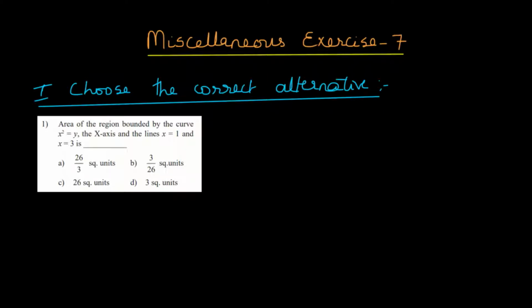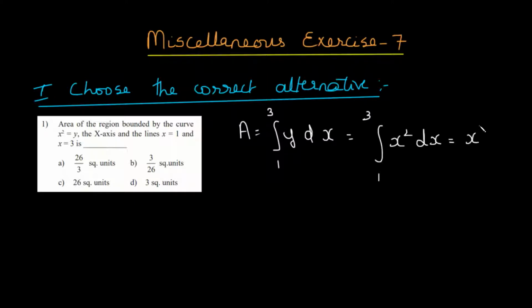Now in this case, the first one, that is area of the region bounded by the curve x square is equal to y, the x-axis and the lines x is equal to 1 and x is equal to 3 is dash. So we apply this particular formula, that is A is equal to integral from x is equal to 1 to 3 y dx coming as the area, which is integral 1 to 3 x square dx, because y is given as x square here, so x square dx, and which comes out as x cube upon 3 from 1 to 3.